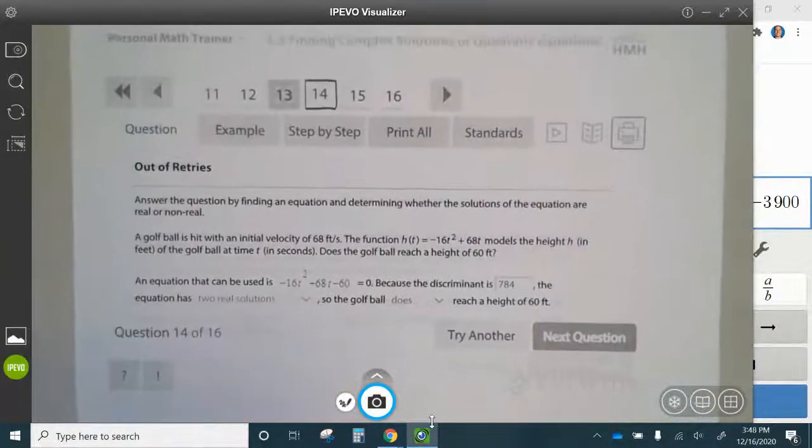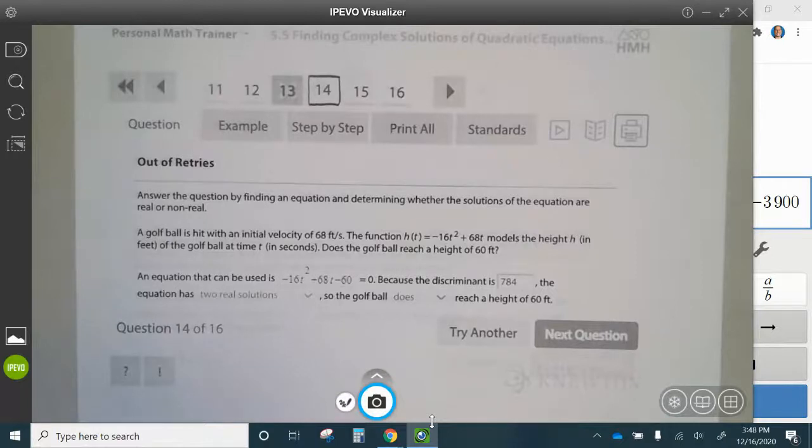Okay, all right. Answer the question by finding an equation and determining whether the solutions of the equation are real or non-real. A golf ball is hit with an initial velocity of 68 feet per second. The function h of t equals negative 16t squared plus 68t models the height h in feet of the golf ball at the time t in seconds. Does the golf ball reach a height of 60 feet?